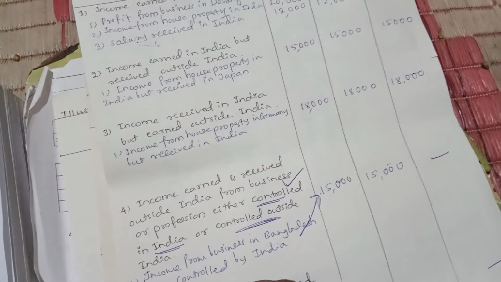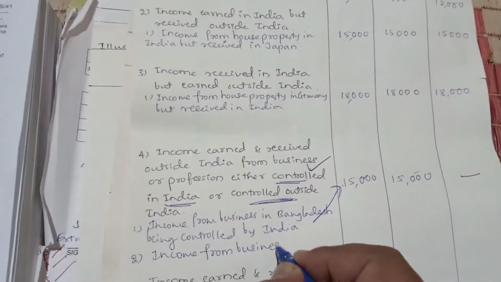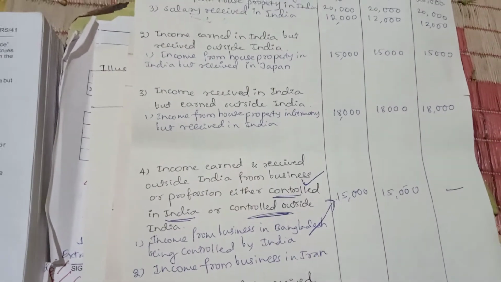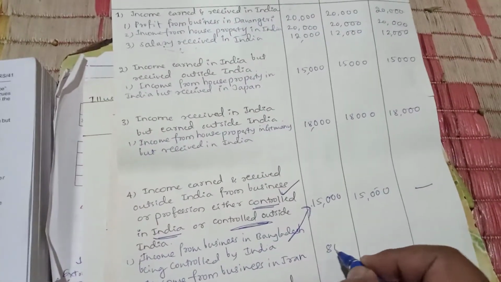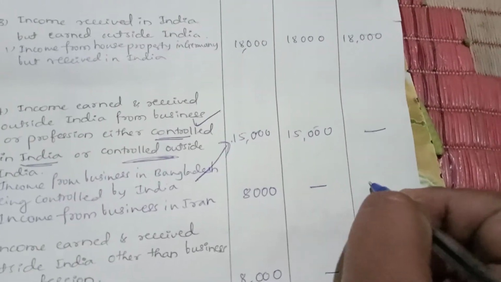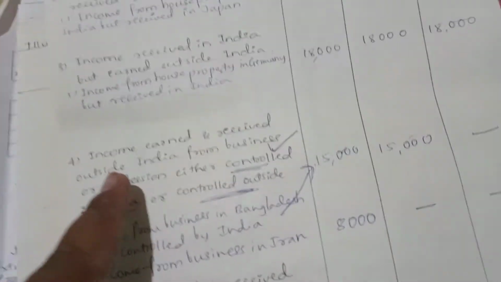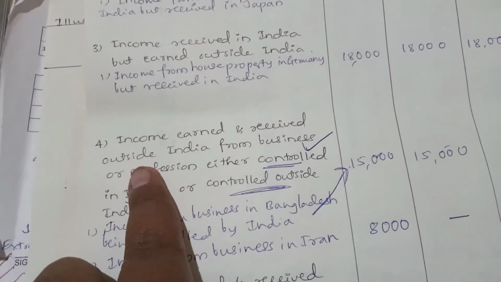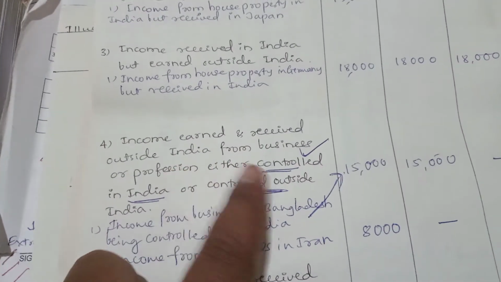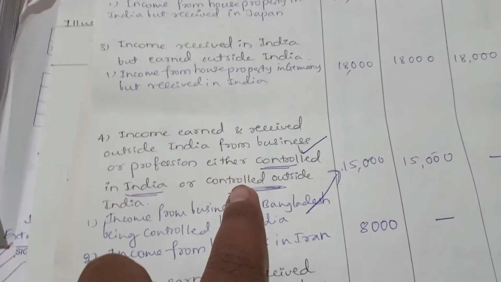Income from business in Iran. What is the amount? Amounted to rupees 8,000. So here I have written the second column as well as the third column is not going to be taxed. The reason is that the income is earned and received outside India, that is from Iran only, from the business only. But the thing is that they have not said whether it is controlled or not controlled.